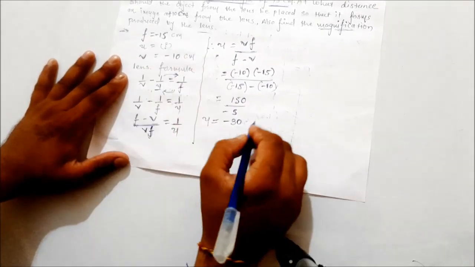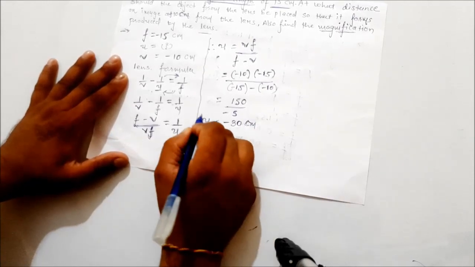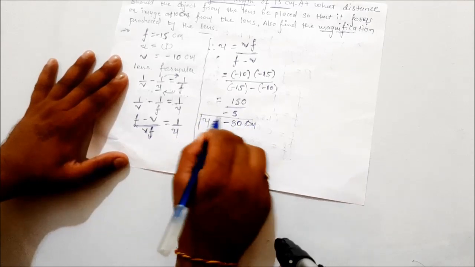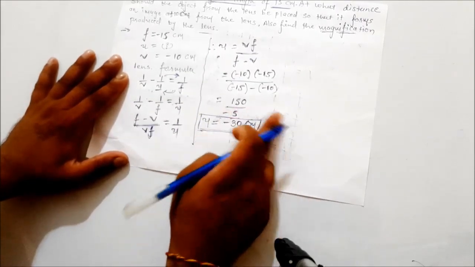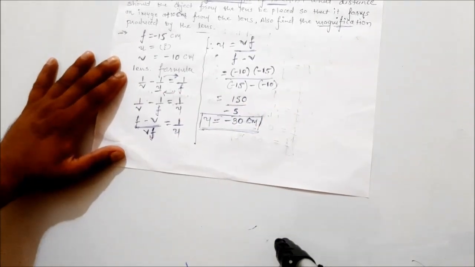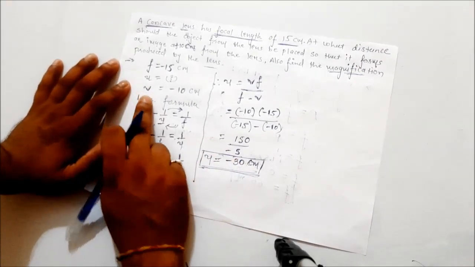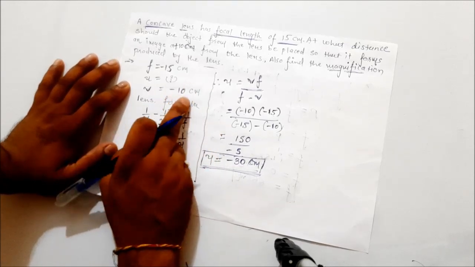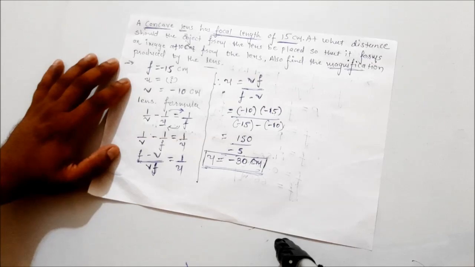The unit was centimeter, so here also we are getting it in centimeter. So our value of u, object must be placed at 30 centimeter, and negative means at left side. So if the object is placed 30 centimeter at left side, then we will get the image at left side at 10 centimeter if the focal length is 15 centimeter.